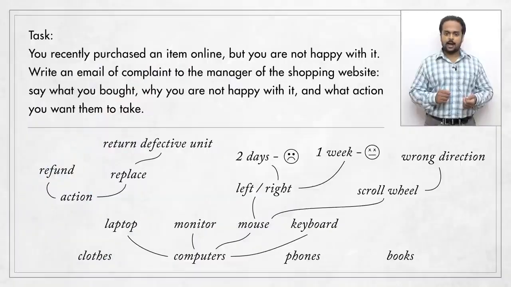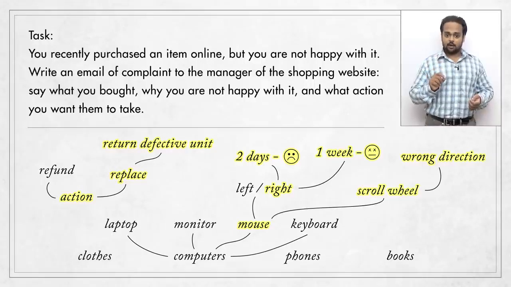So here, we're back with our ideas for the complaint email. It's easy to see which ideas we want to keep: the mouse, the right-click button with its two problems, the scroll wheel, and the request to replace it. When you do this on paper, you can underline the ideas you are selecting. So now, how do we organize these points?